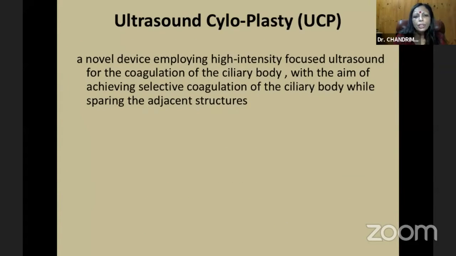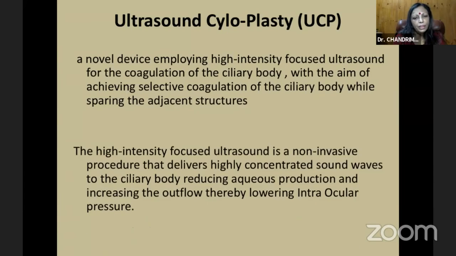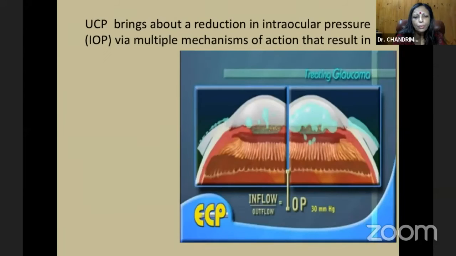Next, we move on to ultrasound cycloplasty. It's a novel device employing high intensity focused ultrasound for the coagulation of the ciliary body, with the aim of achieving selective coagulation of the ciliary body while sparing the adjacent structures. The high intensity focused ultrasound is a non-invasive procedure that delivers highly concentrated sound waves to the ciliary body, reducing aqueous humor production and increasing the outflow, thereby lowering intraocular pressure.